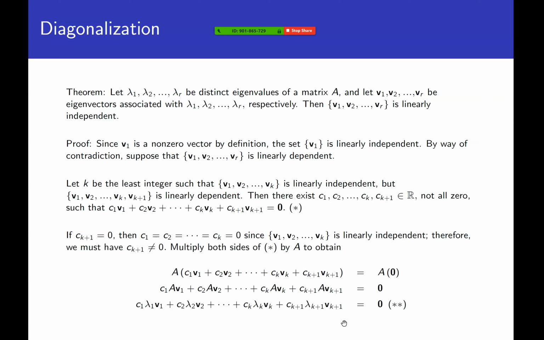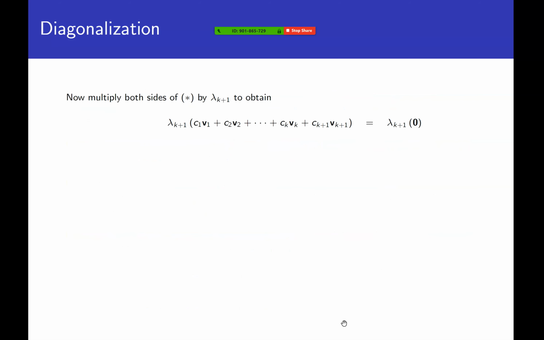All right, so I'm going to label that equation with double star. Now, let's go back to the original equation, star. Star, again, was just the original linear combination that gave us the 0 vector. Let's multiply it by lambda k plus 1 now. Certainly, this is just a number times the vector 0, so I'm still going to get the 0 vector on the right-hand side, and I'm just going to move this lambda k plus 1 all the way through.